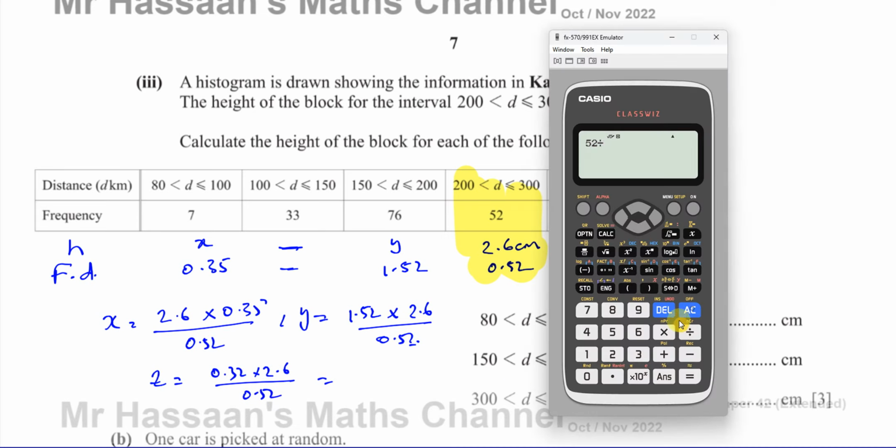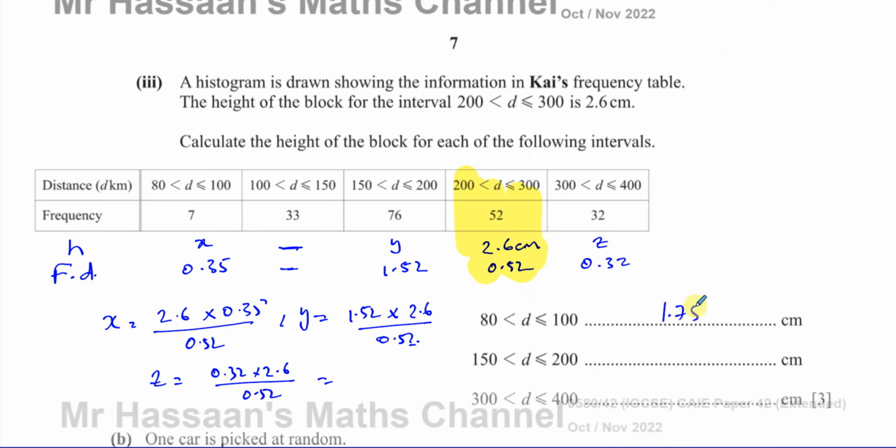So if we do 2.6 divided by 0.52, that's the ratio you have to multiply everything else by. 2.6 divided by 0.52 times 0.35. So this is 5 basically. So 5 times 0.35 gives us 7 over 4, which is 1.75. So that's X, 1.75 centimeters.